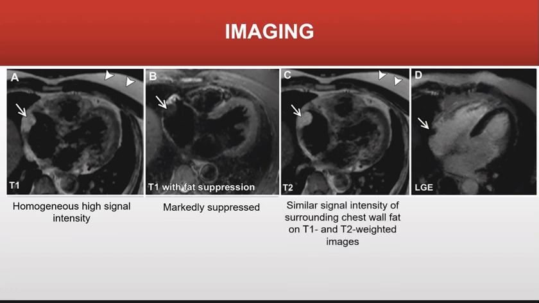that markedly suppressed with the application of an additional fat saturation pre-pulse. Note the similar signal intensity of surrounding chest wall fat on T1 and T2 weighted images. There was no enhancement with contrast agent administration. The imaging features are typical of a lipoma.